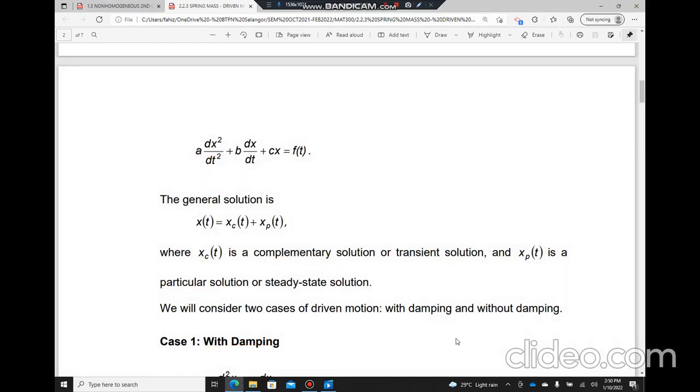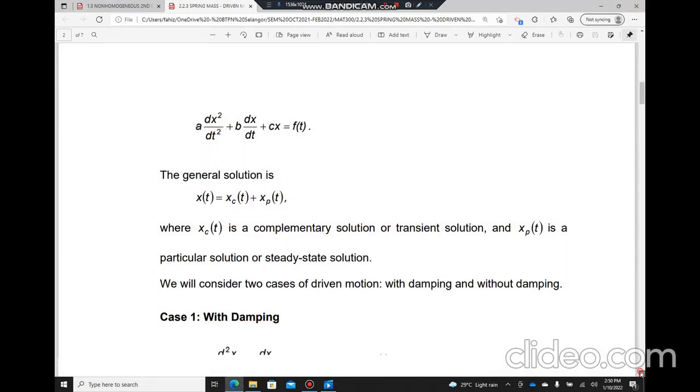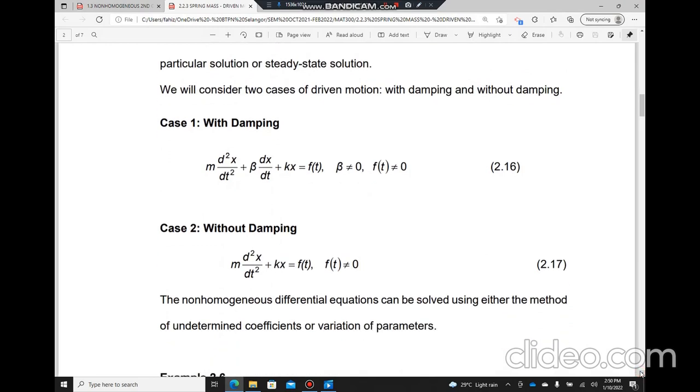Okay, kita tengok dulu untuk with damping. Okay, with damping. So kita akan ada kat sini case number 1 and case number 2. Dia beza dekat sini je. Dia ada beta. So, yang sebelah kiri ni sebenarnya kita dah solve dah untuk yang first tadi. So, awak dah boleh tengok kat sini.